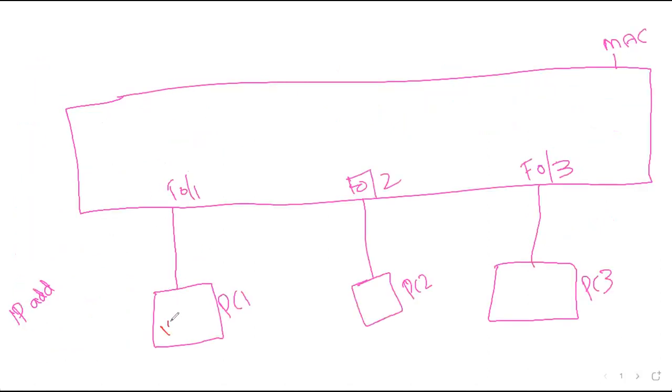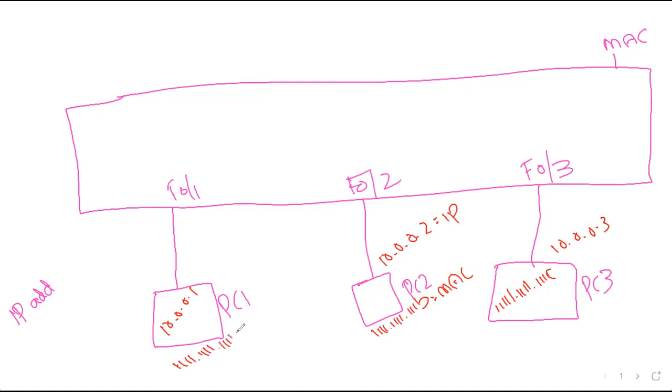Now we'll talk about 10.0.0.1, 10.0.0.2, 10.0.0.3. These are the MACs: 111B, 111C. This is the MAC, this is the IP. You know, the MAC address is a combination of 0 to 9 and A to F. It could be anything.